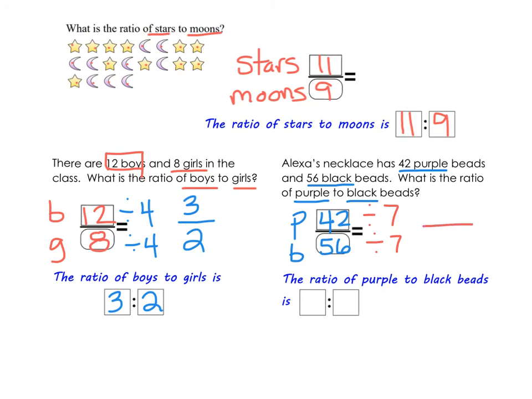So 42 divided by 7 is 6, and 56 divided by 7 is 8. Okay, now I can see that they're both even numbers, so I'm going to simplify them by 2. So 6 divided by 2 is 3, and 8 divided by 2 is 4. Okay, so the ratio of purple beads to black beads then would be 3 to 4. So my simplified ratio here at the bottom would be the ratio of purple to black beads is 3 to 4.